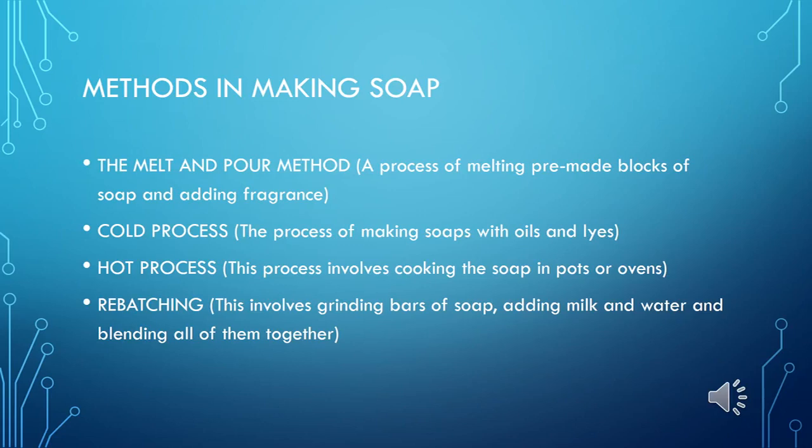The third one is hot process. This process involves cooking. So you have to cook the soap in pots or in ovens. And the fourth method is rebatching. This involves grinding bars of soap, adding milk, water, and blending all of them together.